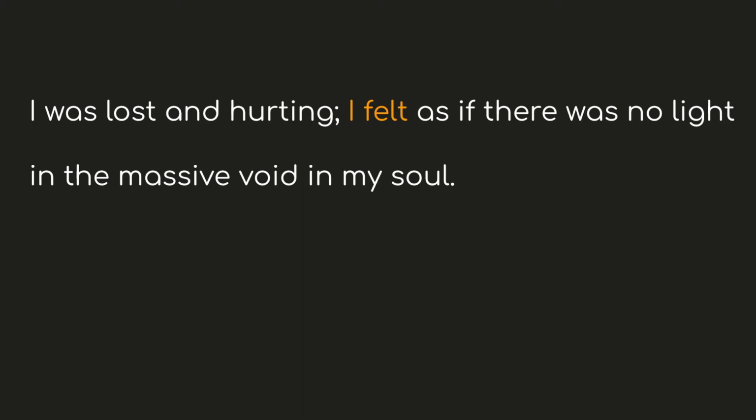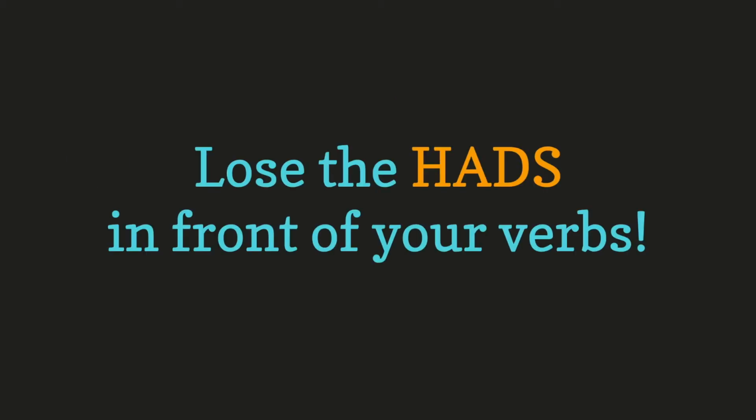You just find two sentences that are really connected, where the second sentence is maybe clarifying, right? Like this first sentence, I was lost and hurting. The second sentence is describing it, right? It's really clarifying for the reader exactly how the writer felt.